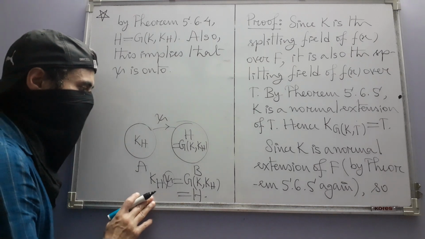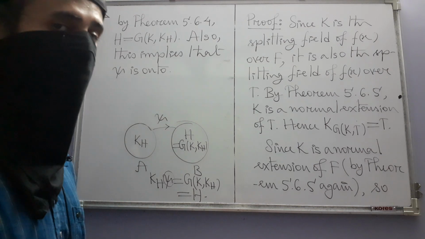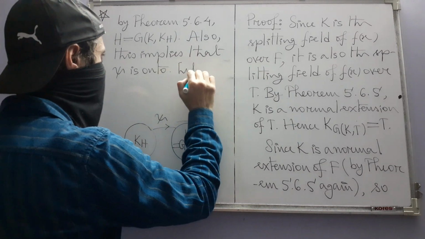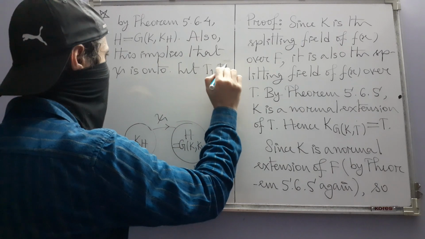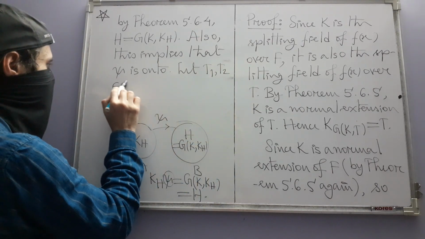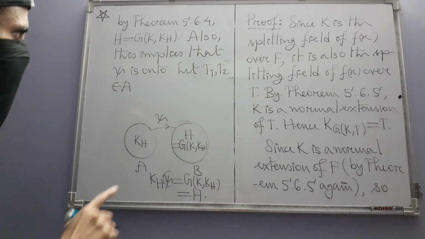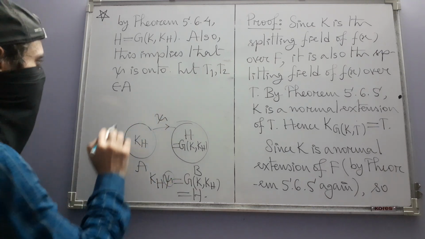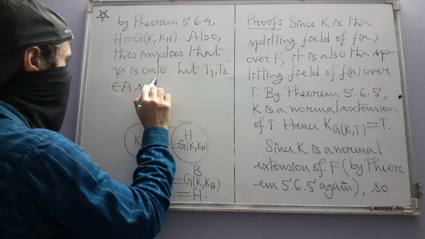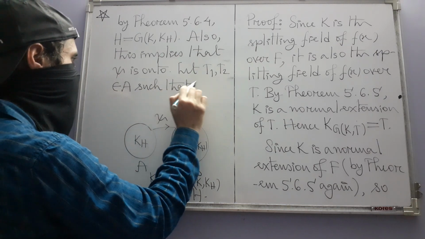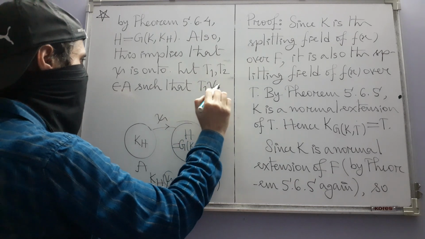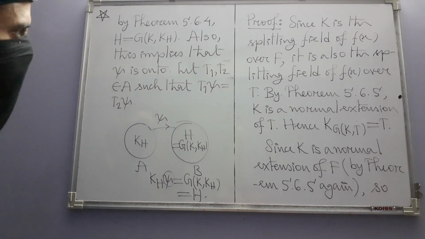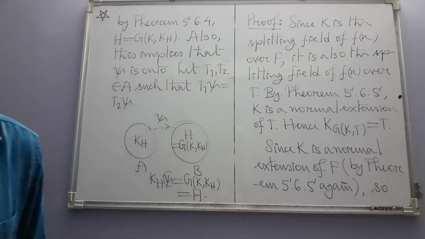But now we will use part 1 to prove that psi is one-to-one as well. It's also injective. For that, let T1 and T2 be two elements in A. This means that they are subfields of K, both containing F, such that their psi images are equal. Our aim is to now show that they are equal.